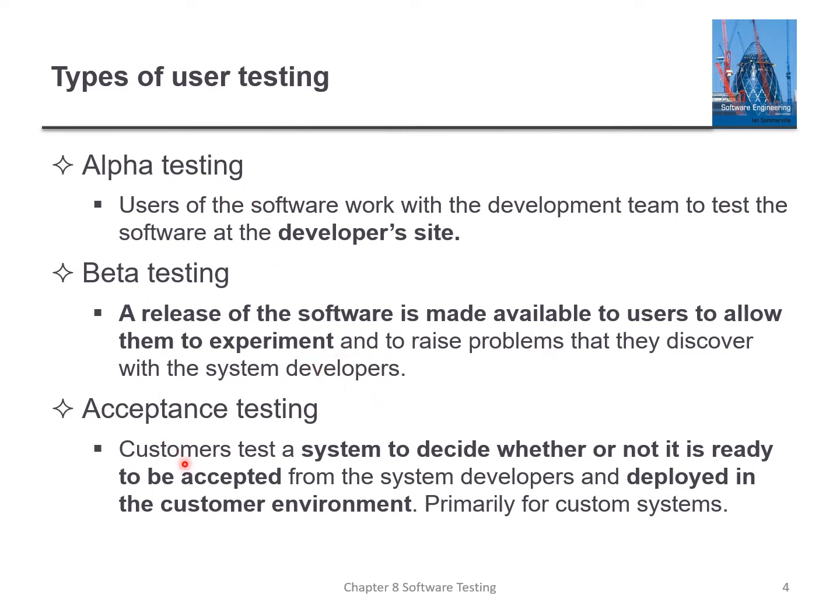Another form of user testing is called acceptance testing. Right, so here the customer will test the system to decide whether or not the system is ready to be accepted, and it is deployed in the customer environment. So normally this is done for customized systems, right? Systems that are developed specifically for the customer's needs. Right, let's have a look.